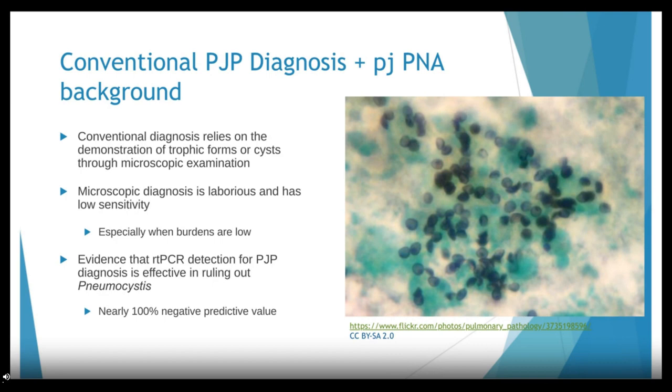When we're conventionally diagnosing PJP, what we're really looking at is the trophic or cystic forms that we see in microscopic examination. Carrying out these stains and looking at them under the scope is kind of a pain, and the sensitivity just isn't great, especially when burdens are low, as they are in immunocompetent individuals. And there's lots of great evidence, of course, that real-time PCR is good for detection and is especially good for ruling out pneumocystis. The negative predictive value is extraordinarily high.